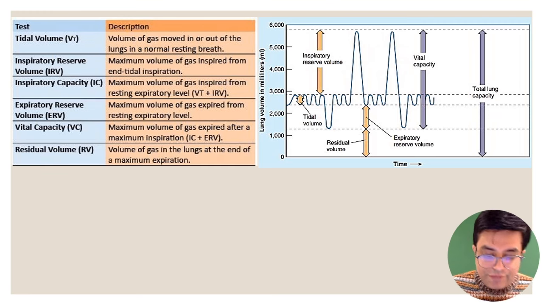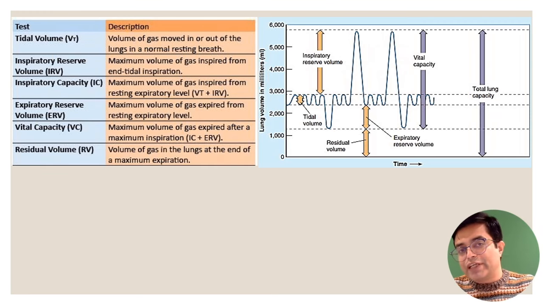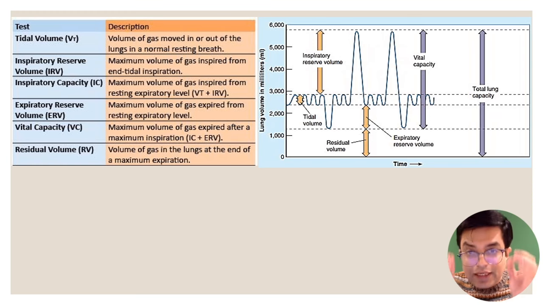Then we have residual volume. After you have expired maximally, उसके बाद भी lungs collapse नहीं होते, the airways do not collapse, there is still some air left in the lung.